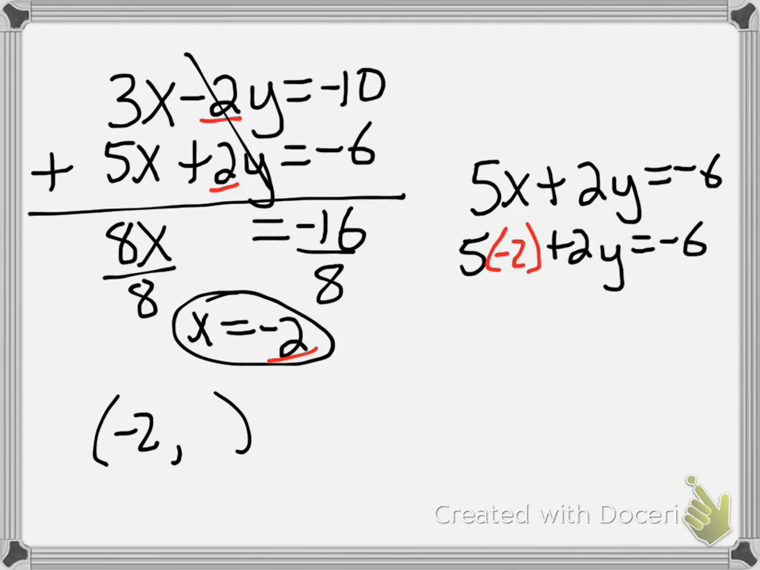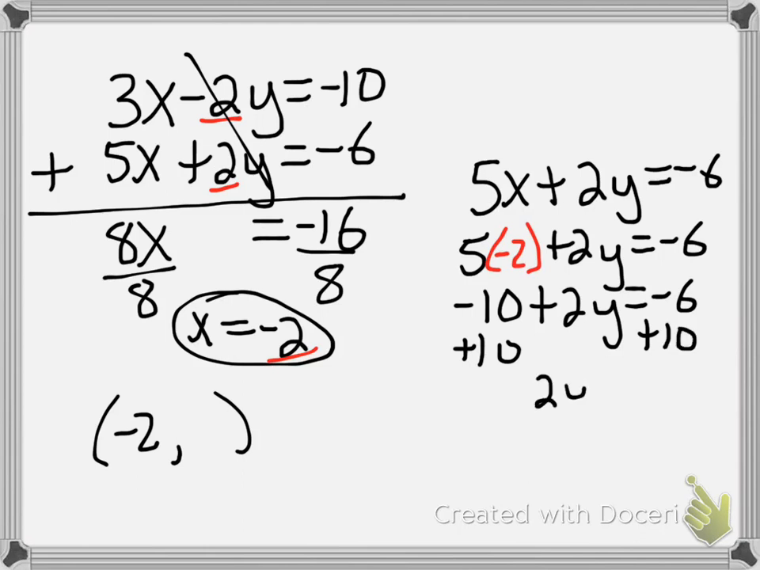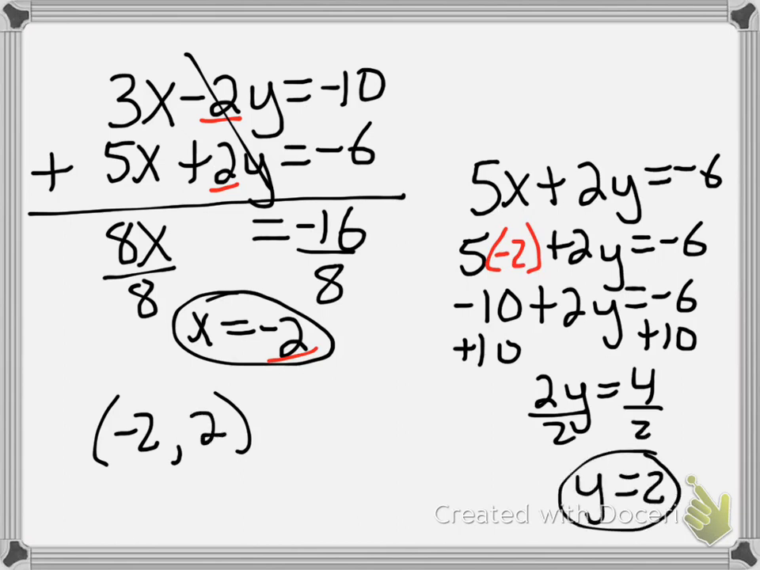Okay. Well, 5 times negative 2 gives me negative 10 plus 2y equals negative 6. To get y by itself, I have to get rid of negative 10. So we have to add 10 to both sides. So I get 4, divide by 2, and I get that y is equal to 2. So there's my y value to my system, and there's my solution.